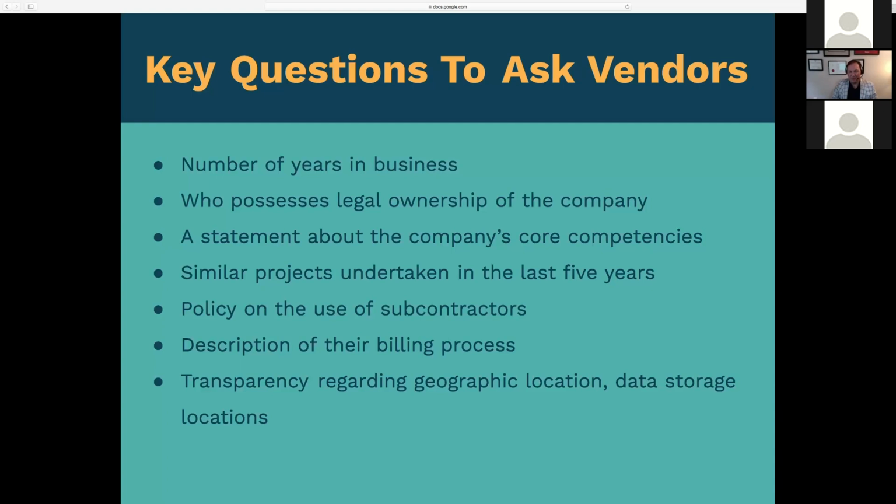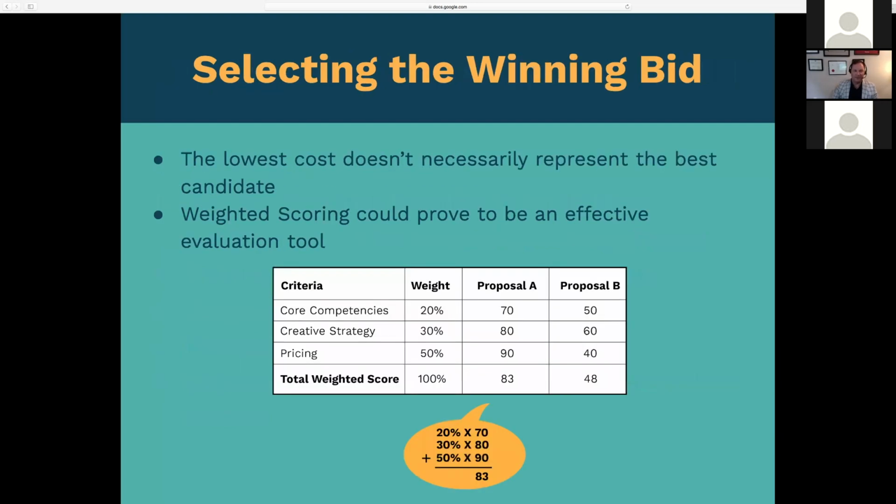Billing process, another important point. Do they require upfront payment, 50% there, 50% at the end? Is it ongoing? That type of thing. And then, as I've been saying, transparency regarding geographic location, but also data storage location. A lot of companies will say, hey, look, I can't have my data leave my borders. And that's important for a marketing automation provider like a platform. It's also important for an agency like us. So making sure that you've had those conversations and that folks understand where the data is stored and that it won't leave borders is very important, I think.